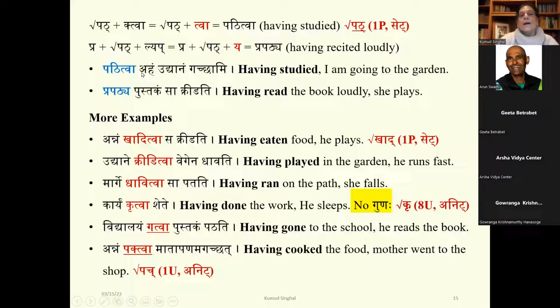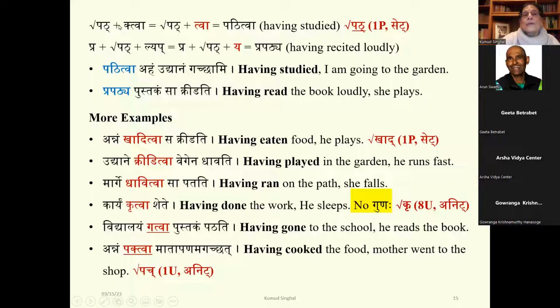Patitva aham udyanam gacchami. Having studied, I am going to the garden, or I go to the garden. Prapatya pustakam sa kridati. Having read the book loudly, she plays. This is the kind of thing where, having done one action, you are doing another action. And liya will be used when there is a prefix.